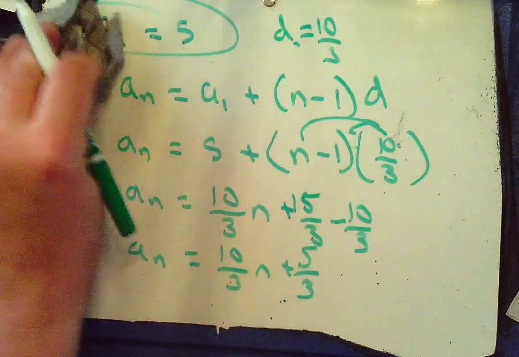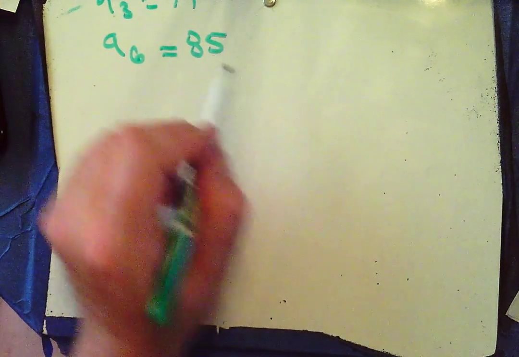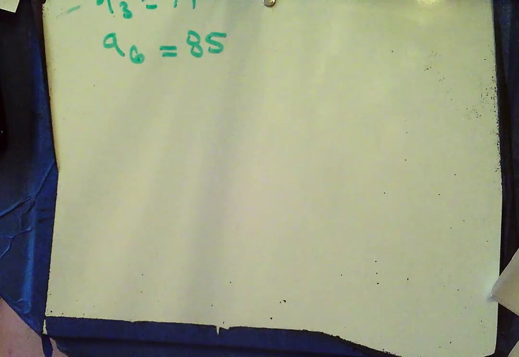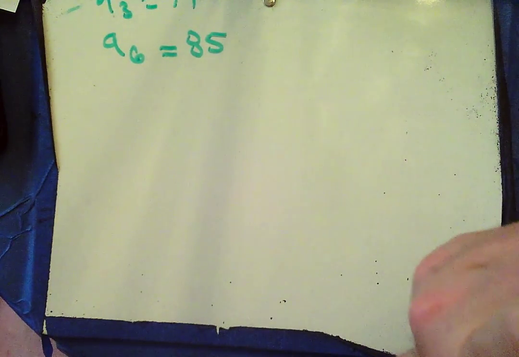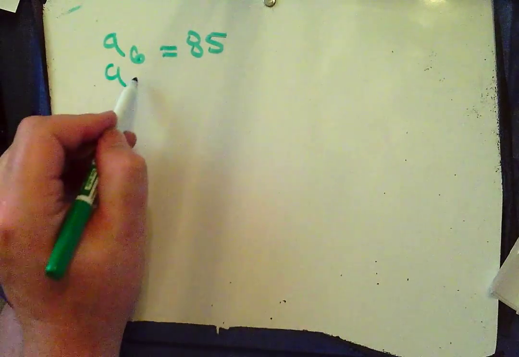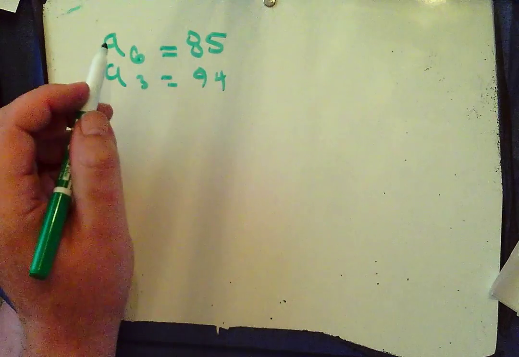Okay, so even if they don't give me a whole lot of information in the sequence, I can still write a rule for it. You try this one. A sub 3 equals 94. A sub 6 equals 85. Oops. You can't see that. A sub 3 equals 94. There. So, pause the video, give this a try.